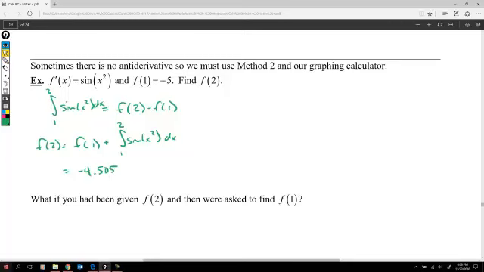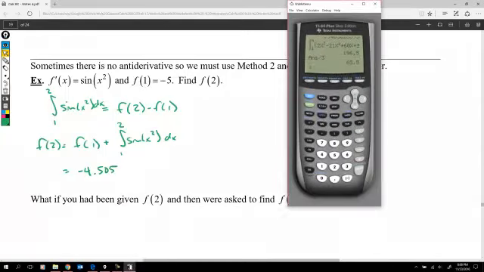Again, if you don't remember how to do that, I'll just show you real quick. I go to my calculator. I hit alpha window 4 for integral, and then I can just input it into this form.